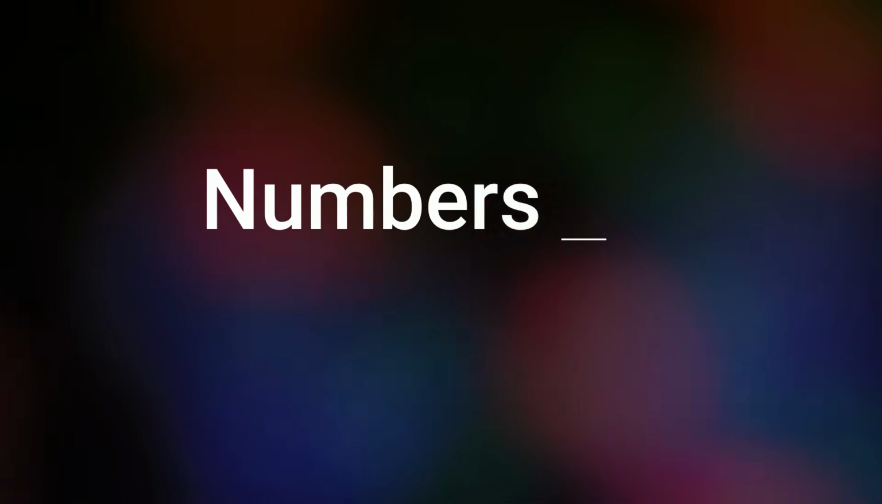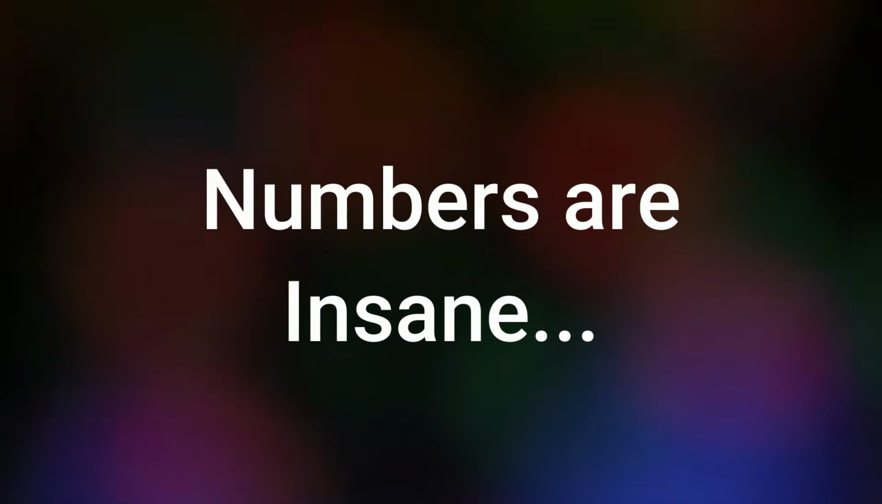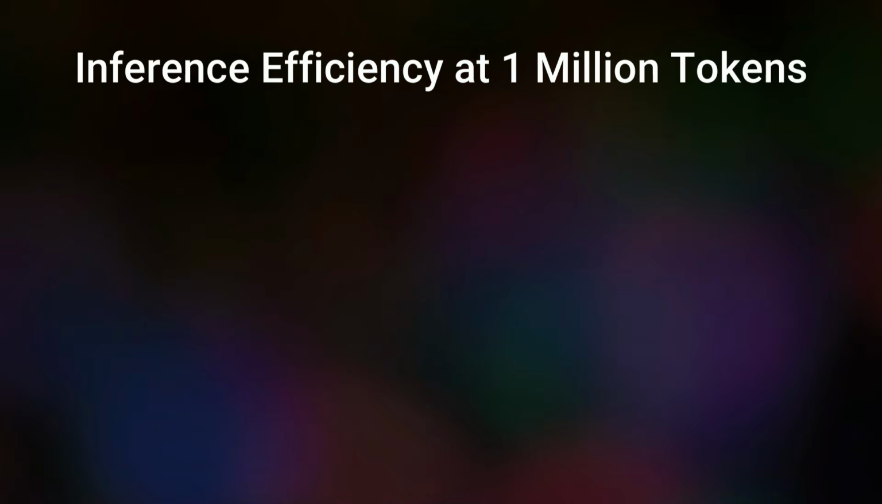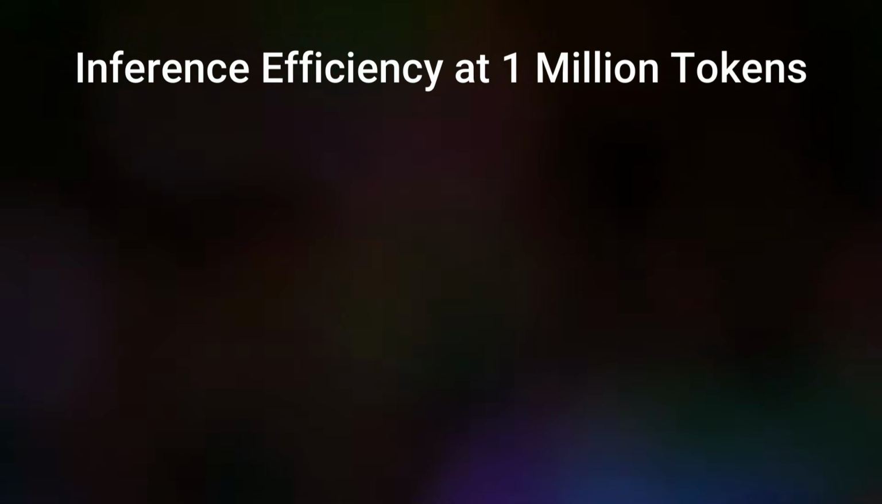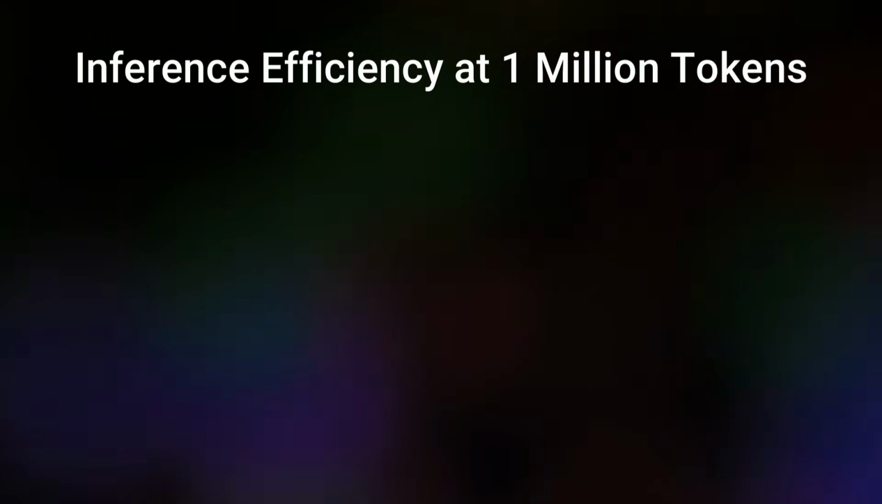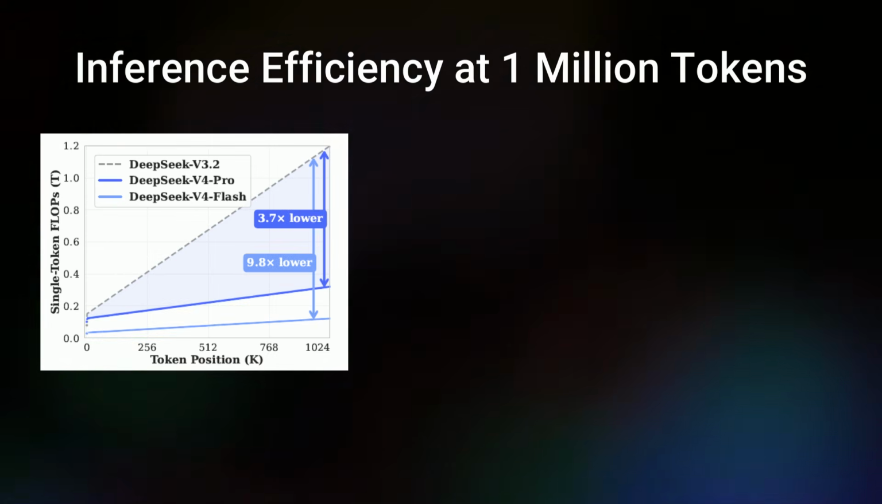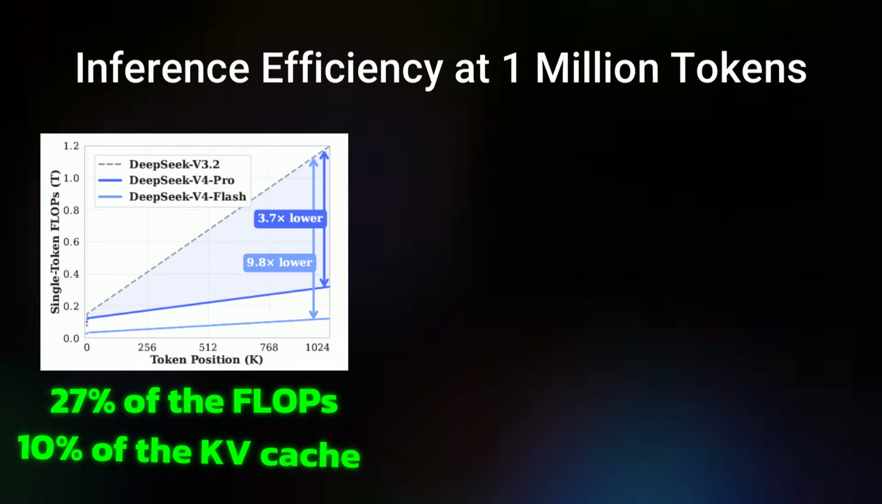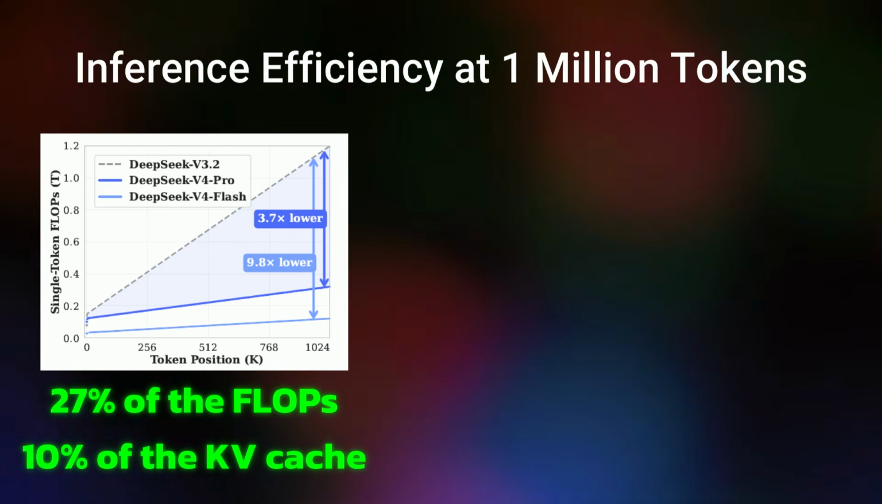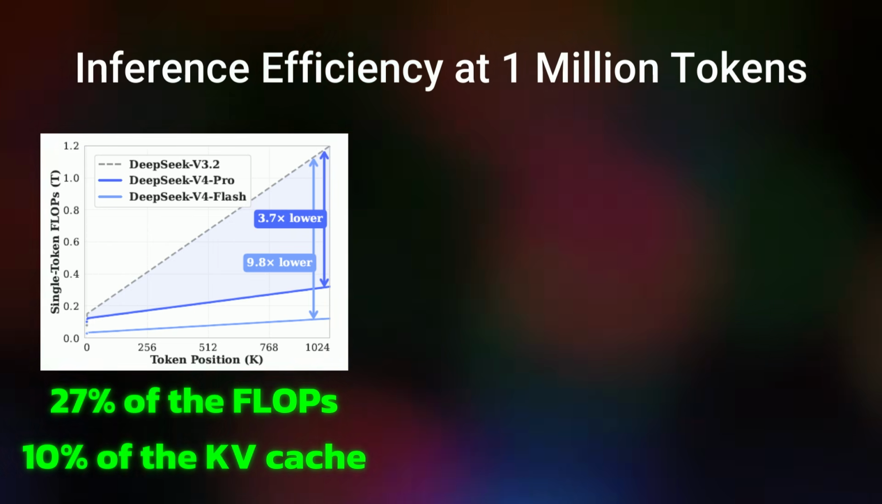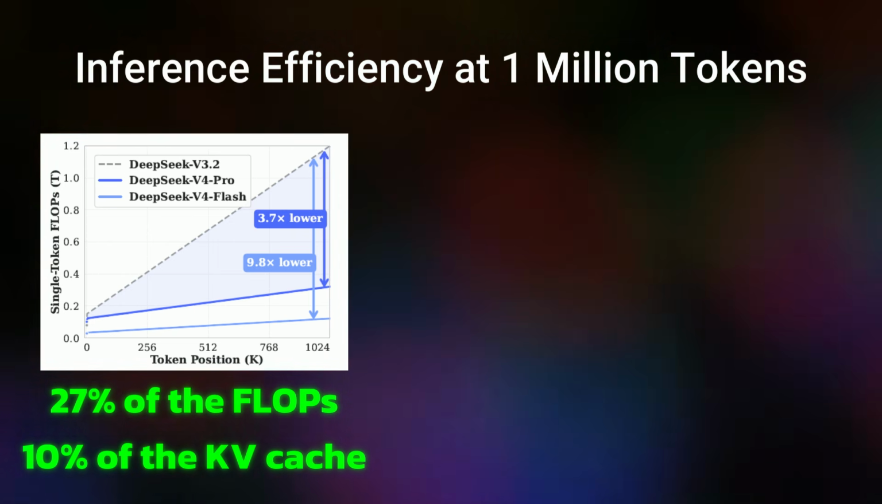So, after all these upgrades, the big question is, did DeepSeek version 4 actually deliver? Short answer, absolutely. And the numbers are honestly insane. Let's compare. First, inference efficiency at 1 million tokens. This is where DeepSeek version 4 becomes scary good. Compared to version 3.2, version 4 needs only 27% of the flops and just 10% of the KV cache. That means dramatically less compute and far less GPU memory.